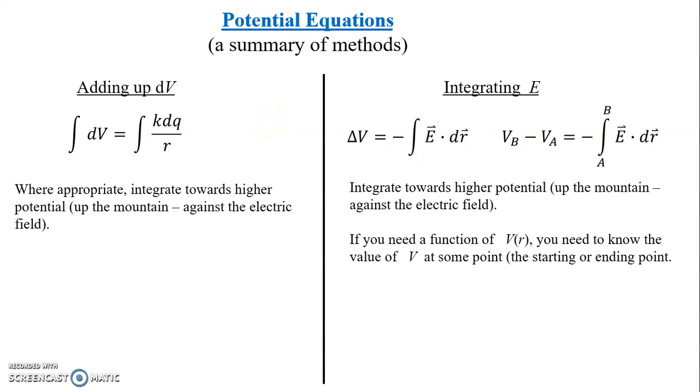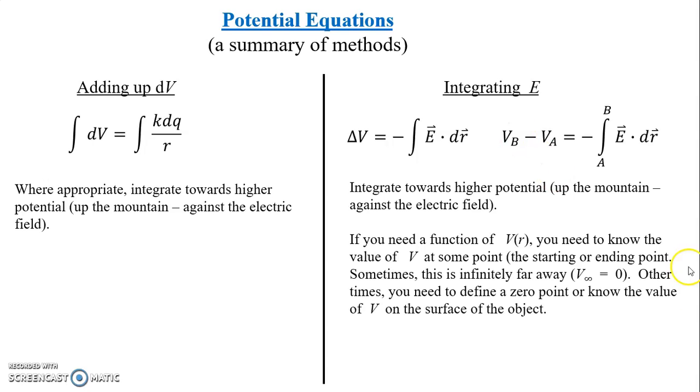Now, sometimes you need the delta V. Other times you need V as a function of r. And so to do that, you have to know the value of V at some point, at the starting or the ending point. You have to either know VA or VB. Sometimes this is infinitely far away, where V approaches 0.